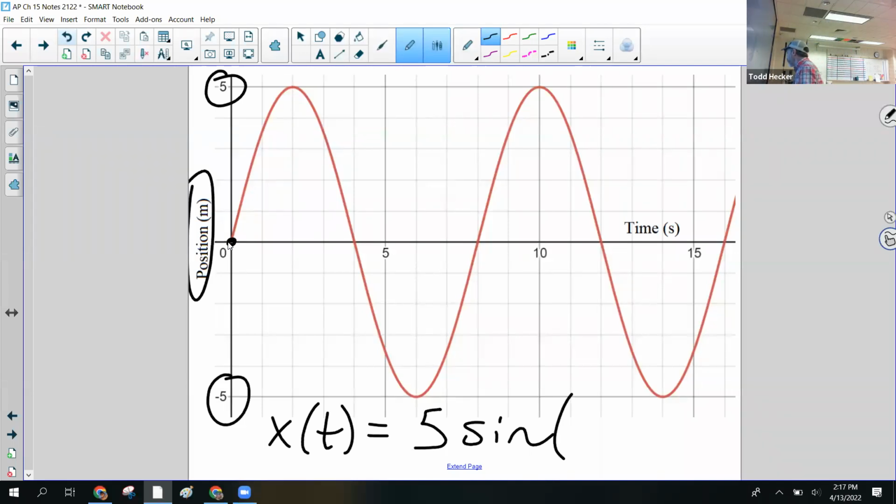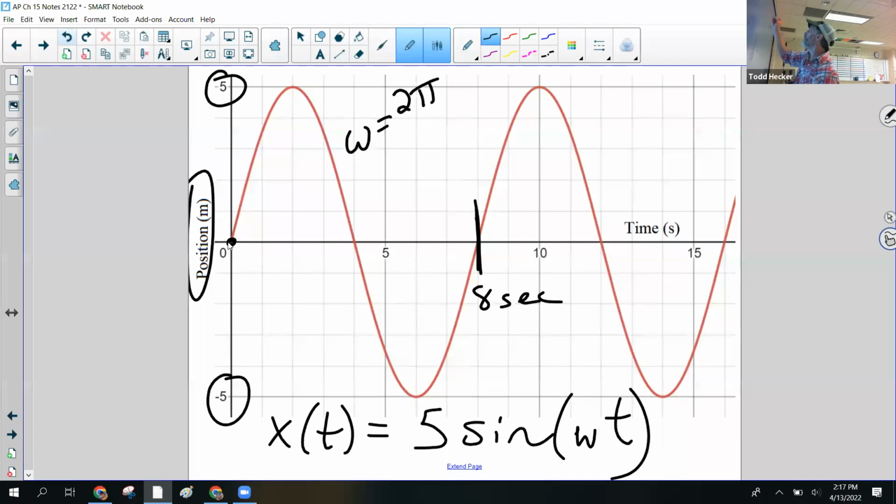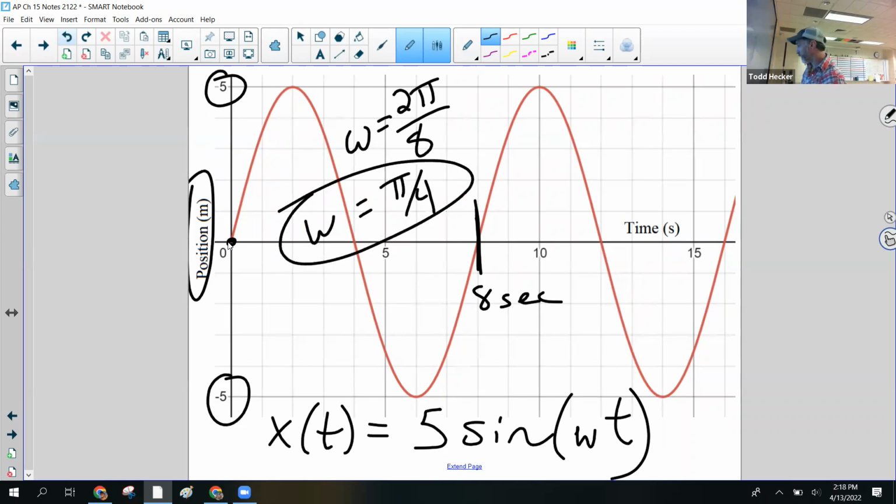So now the last thing we've got to do is figure out what this whole omega t business is. Here's the trick with that. We want to take our period. If you look at this graph, you can see that the period is 8 seconds, and we want to smush that 8 seconds into 2 pi radians. Remember, your angular frequency is the number of radians you get per second. So I need 2 pi radians in 8 seconds, which is the same as pi over 4. So that is my angular frequency.